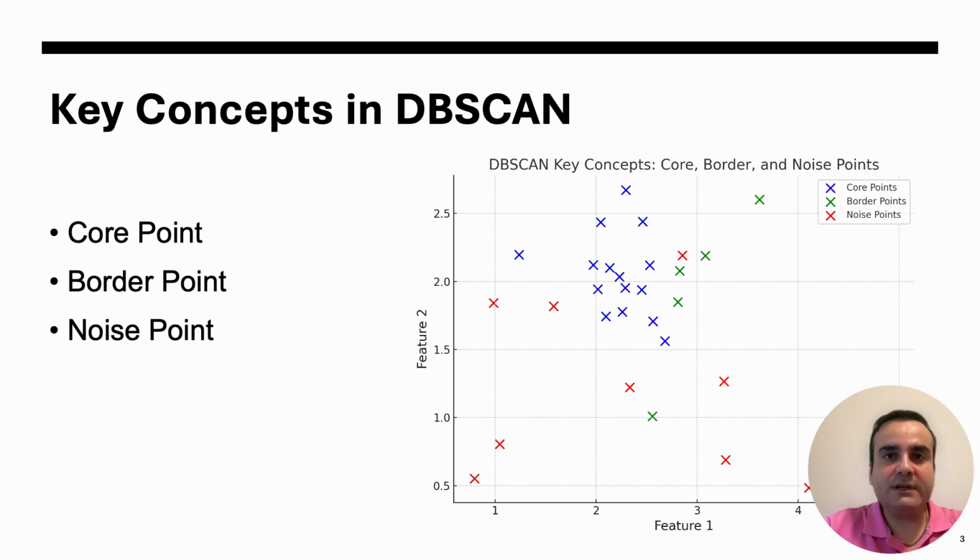DBSCAN defines three types of points. A core point has many points close to it. It sits in a dense area. A border point is near a core point but doesn't have enough neighbors itself to be a core. A noise point is isolated. It's not close to any dense group. These simple definitions allow DBSCAN to naturally separate clusters from background noise.